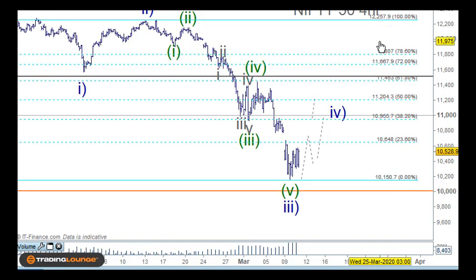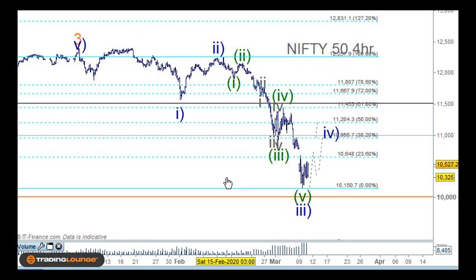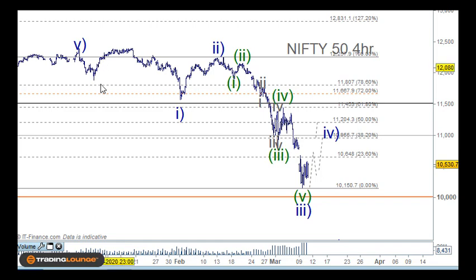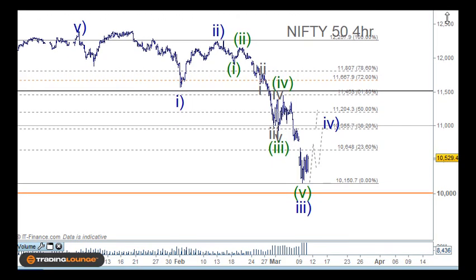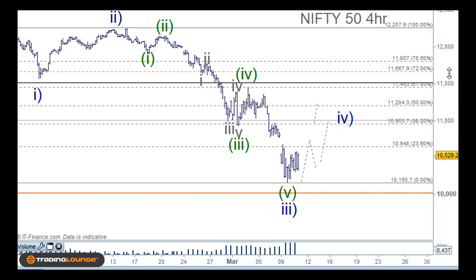And then we should see that roll down further. I'll leave it to you to go long or not to go long at that point, but that's what we're looking at.